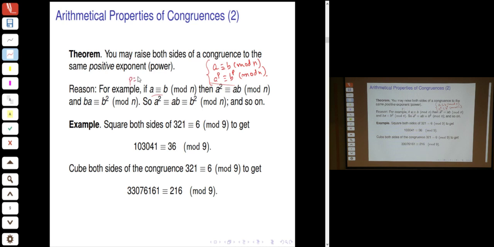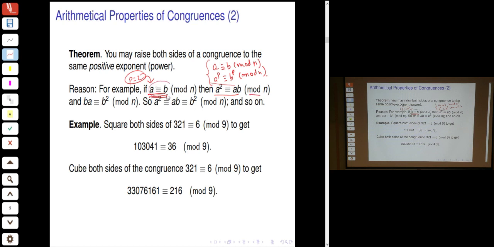So, here is a p equal to 2 case. Suppose A is congruent to B mod n. Then we already saw in the last slide that both sides of the congruence can be multiplied by the same integer, and the result is still congruent mod n. So, let us multiply both sides of this congruence by A. This would imply that A squared is congruent to AB mod n.